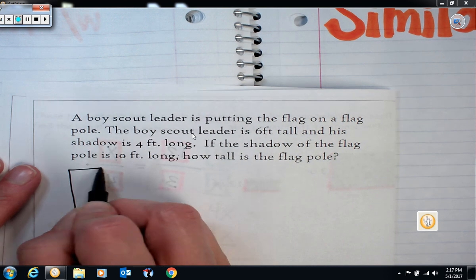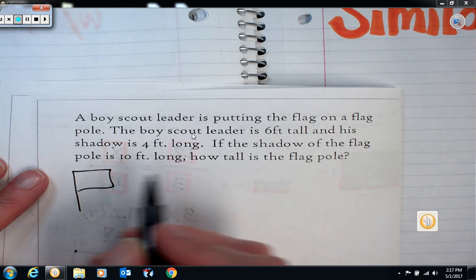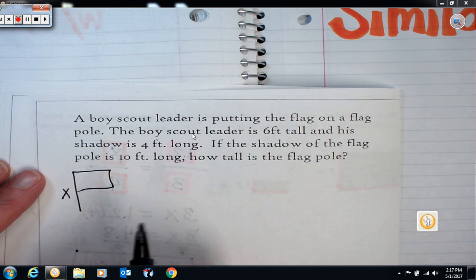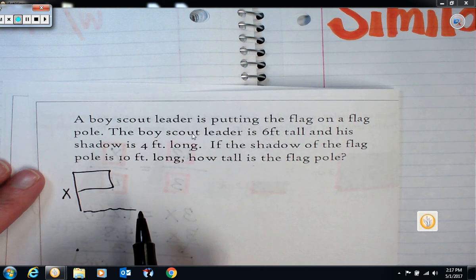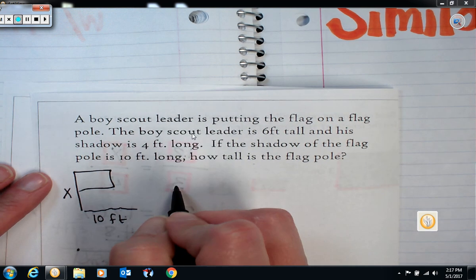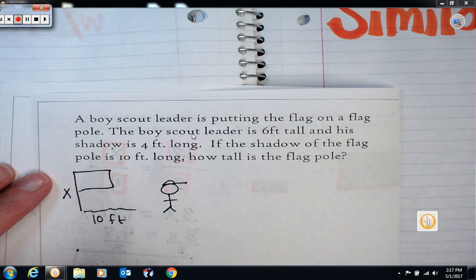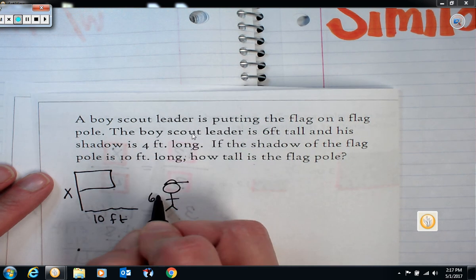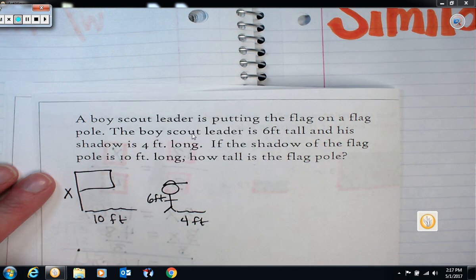Here I have a flag, and I don't know how tall the flagpole is. That's what I'm looking for. So let's put an X for the height of the flagpole. And then I have a shadow on the ground. It does tell me that the shadow of the flagpole is 10 feet. And then I have a scout leader standing here. The scout leader is 6 feet tall, and his shadow is 4 feet long.